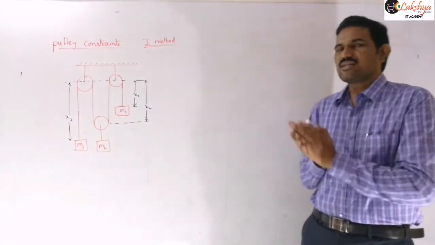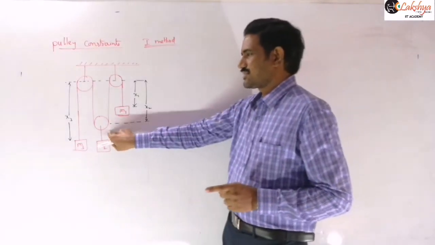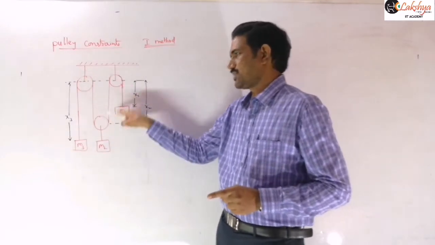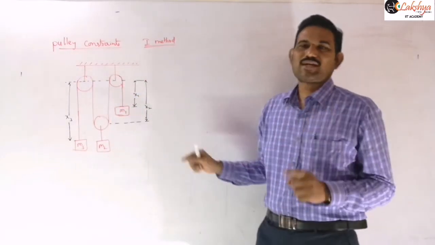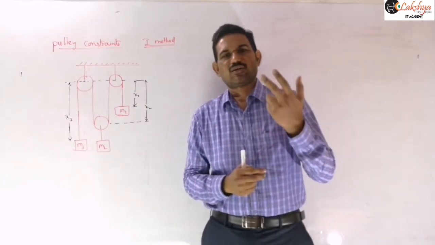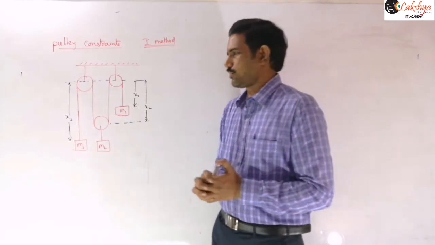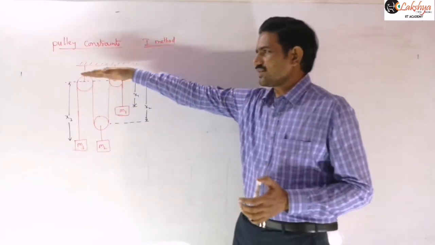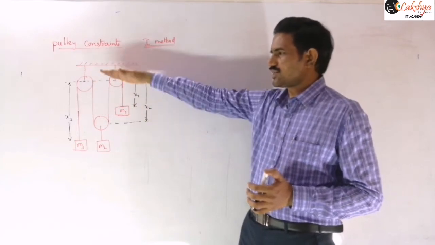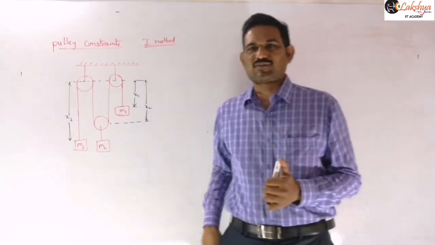Regarding the constraint relations, if one string is there, one string meaning not these small fixed parts, the total length, you will get one constraint relation. If two such strings are there, then you will get two constraint relations. So in pulley problems, we take some reference level, and from this reference level we take some variables for the positions of the blocks.